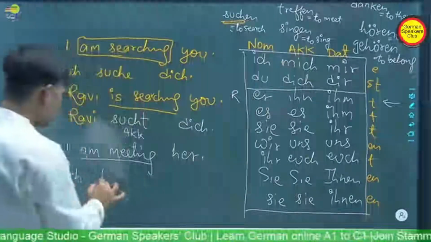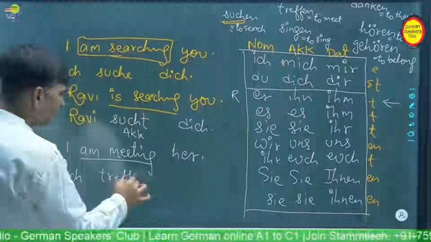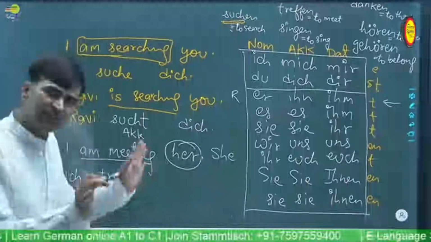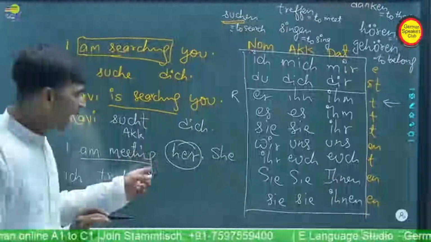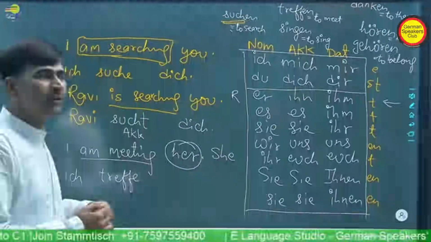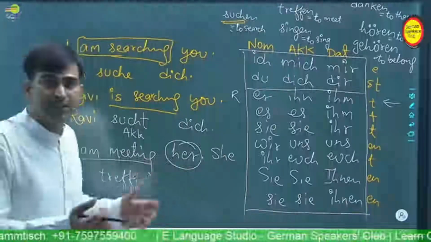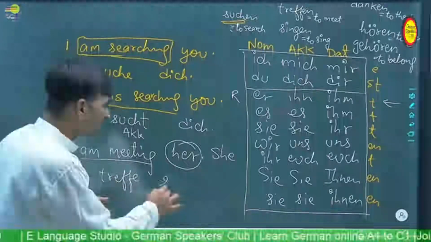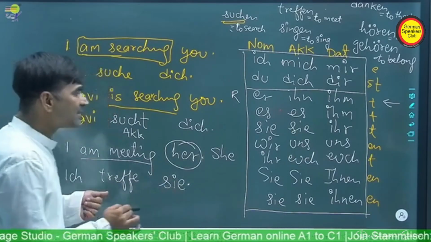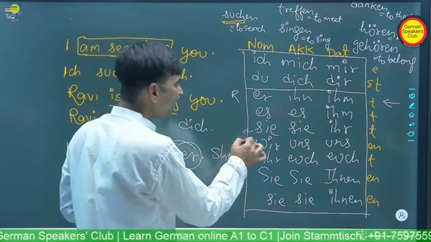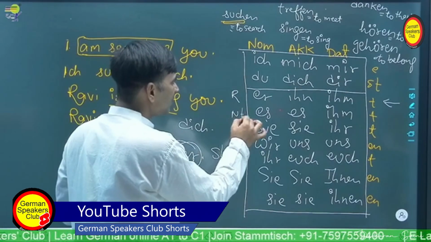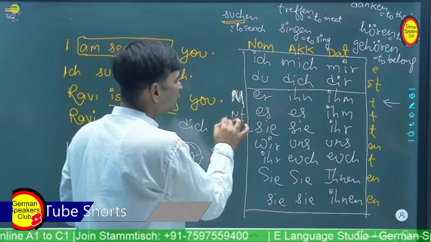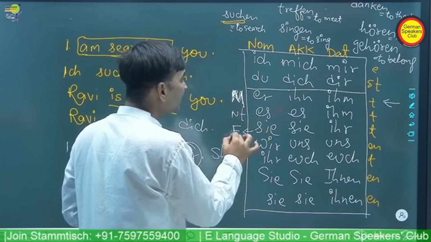Treffen. Treffen, what does that mean? Treffen means to meet. I am meeting her. I am meeting her, meaning I'm talking about some person. So let's see how you translate that in German. Ich, and the verb is treffe. Ich treffe. And her is going to be some female person.